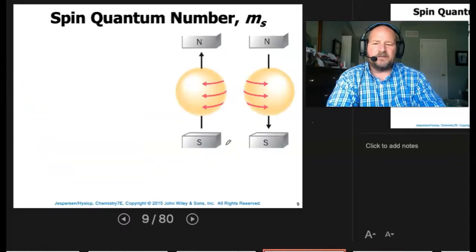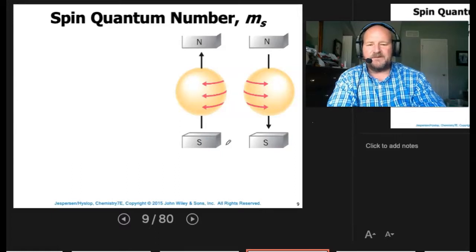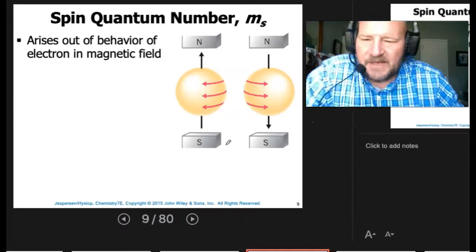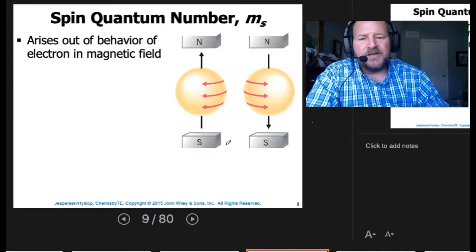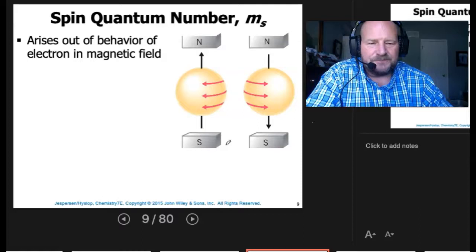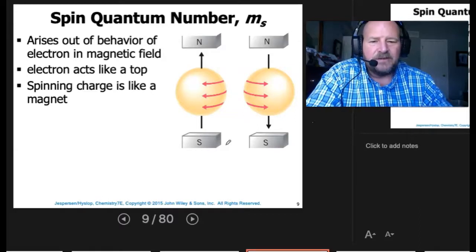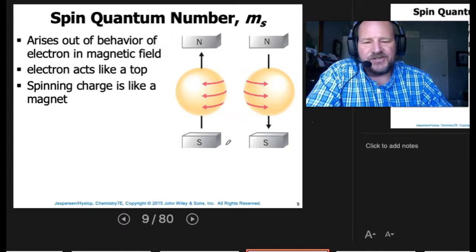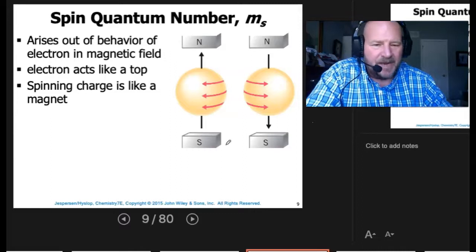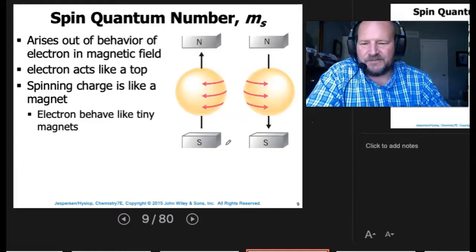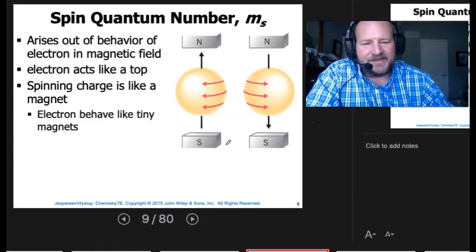Now for the quantum number, m sub s, we have the spin. It can spin left or it can spin right. This arises out of the behavior of an electron in a magnetic field. Remember, the electron has a negative charge, so it's going to act like a top when I put it in a magnetic field. The spinning charge is just like a magnet itself. If it's spinning left, it's got an angular momentum going one direction. If it's spinning right, it's got it in another direction. So the electron is going to behave like a magnet.